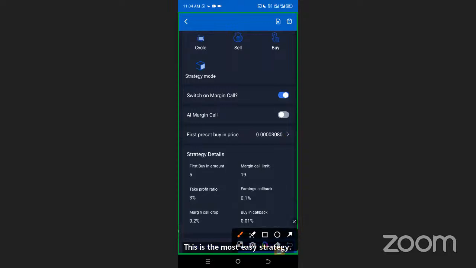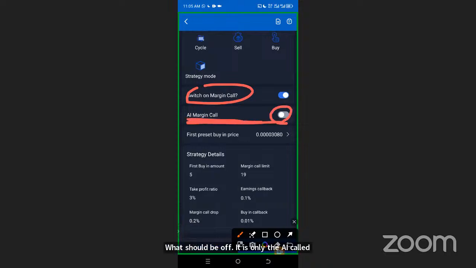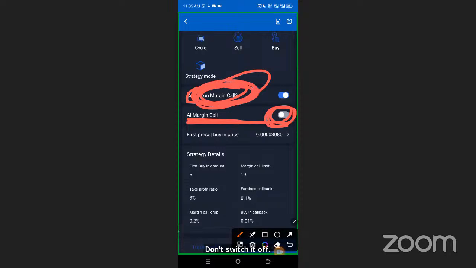Now, most people are very funny. You come and you switch off margin call. When you switch off margin call, the robot will not buy any margin call. Using the start small and win big strategy, what should be off? It is only the AI margin call that is supposed to be off. This one, don't switch it off. Leave it on so that the robot can buy the margin calls.